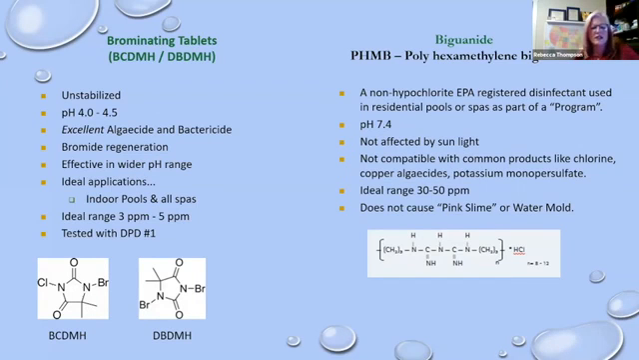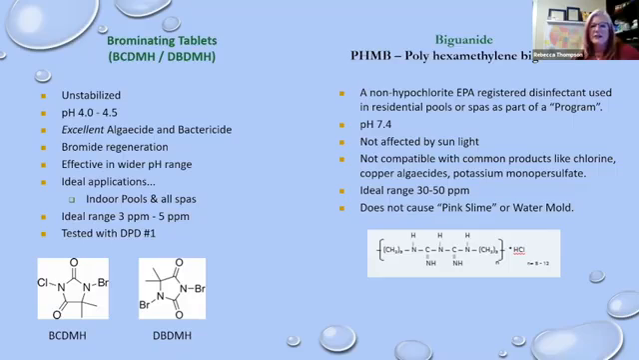Bromine tablets. Bromine is unstabilized. Benefit, it's unstabilized. Problem, it's unstabilized. You don't see a lot of bromine pools outside because once the temperature gets high, it burns off the bromine, so your pool is not sanitized. You see a lot of bromine spas and hot tubs, but not outdoor swimming pools. Bromine is very good sanitizer for indoor pools because you don't have the sunlight there that's going to burn it off. Has a pH of 4 to 4.5.